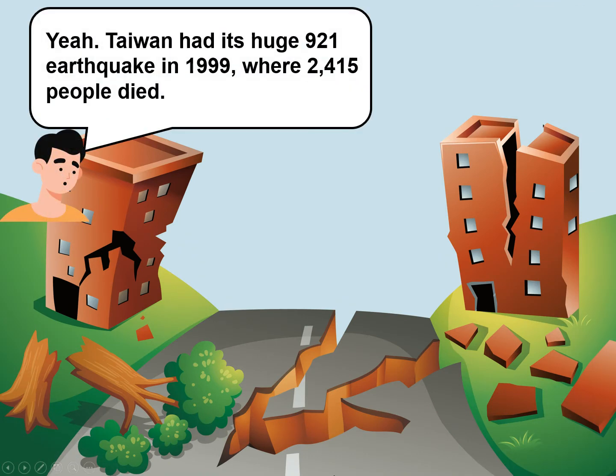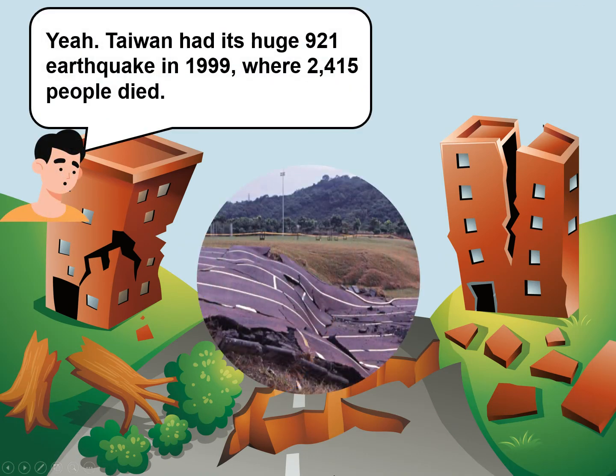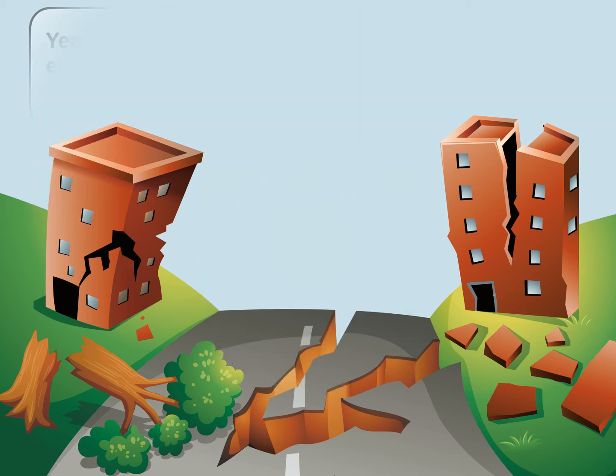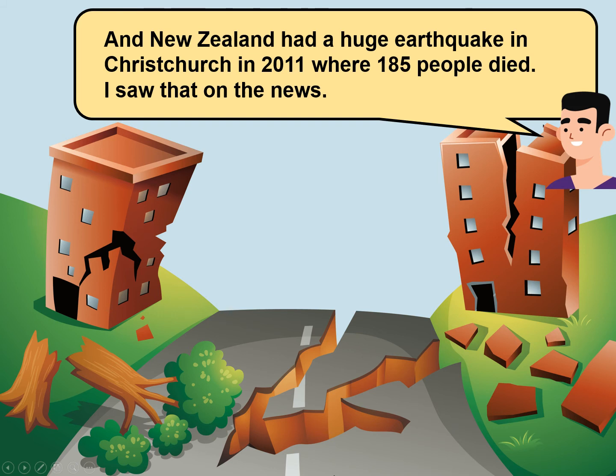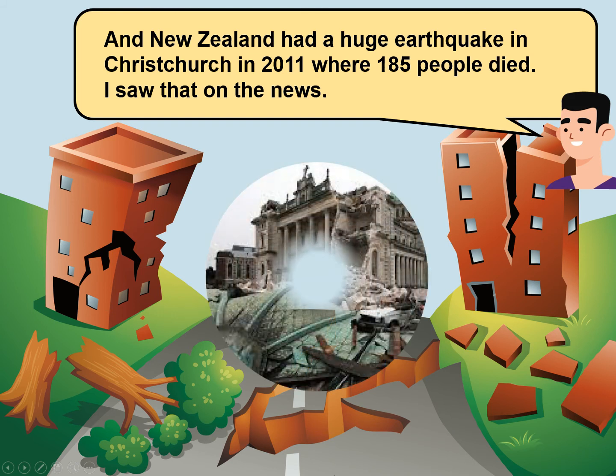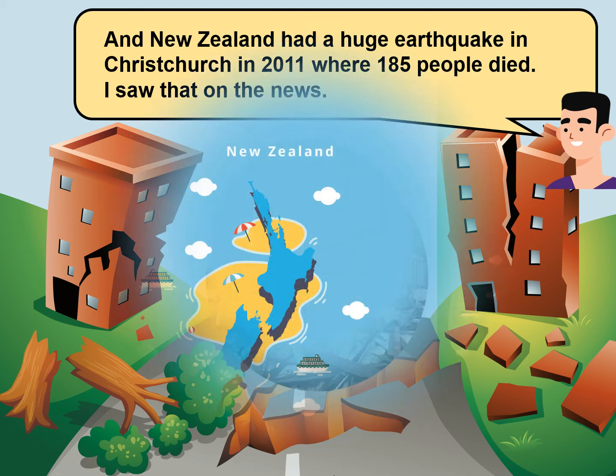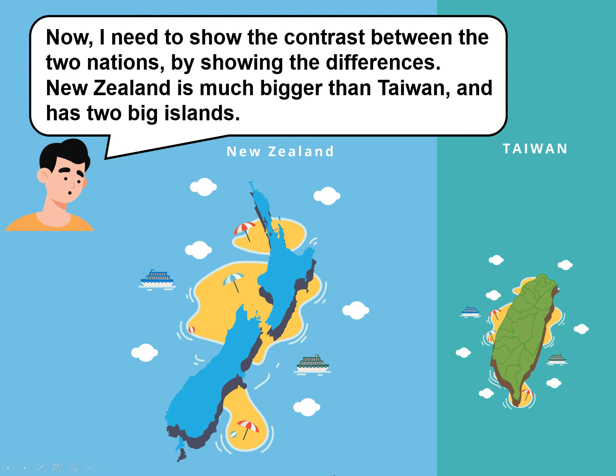Yeah, Taiwan had its huge 9/1 earthquake in 1999, where 2,415 people died. And New Zealand had a huge earthquake in Christchurch in 2011, where 185 people died. I saw that on the news. Now I need to show the contrast between the two nations by showing the differences. New Zealand is much bigger than Taiwan and has two big islands.